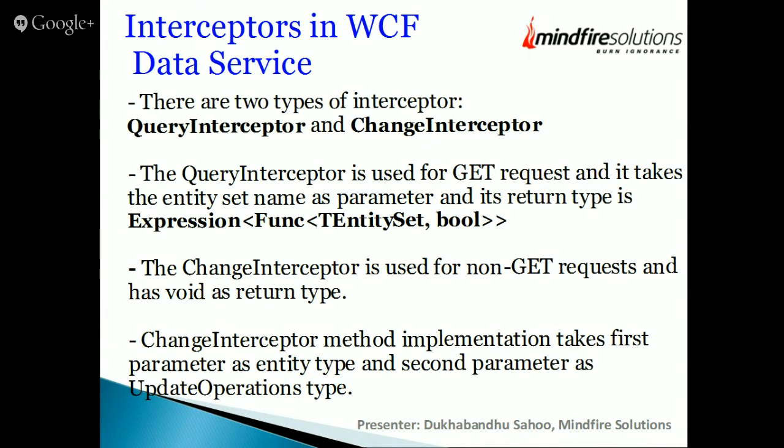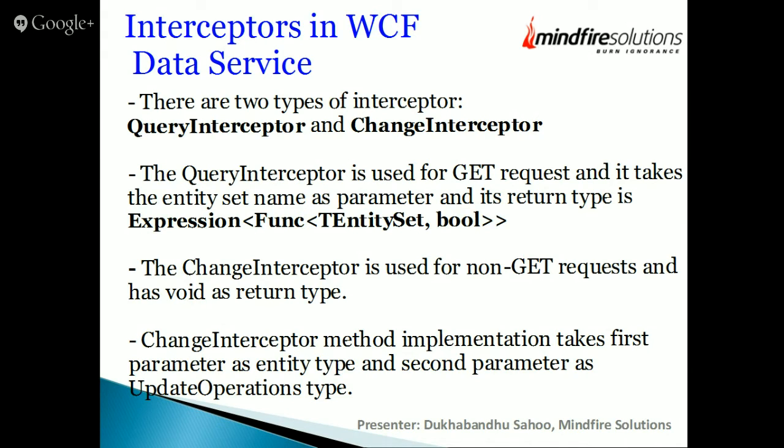For the query interceptor, the return type of the method needs to be an expression, a Func that takes the entity and returns a boolean. Similarly, the change interceptor takes two parameters: one is the entity, another is the update operation.